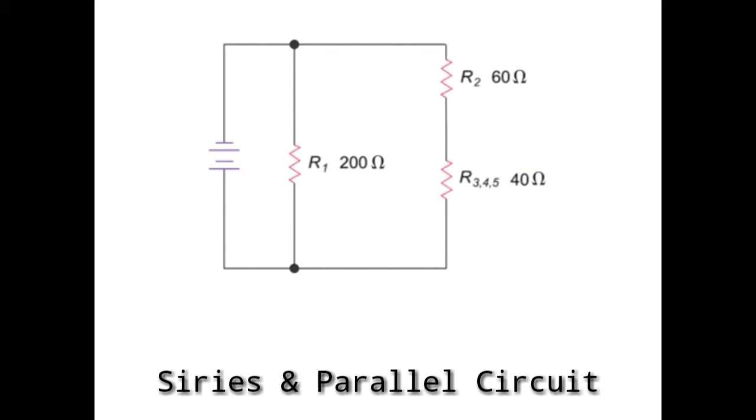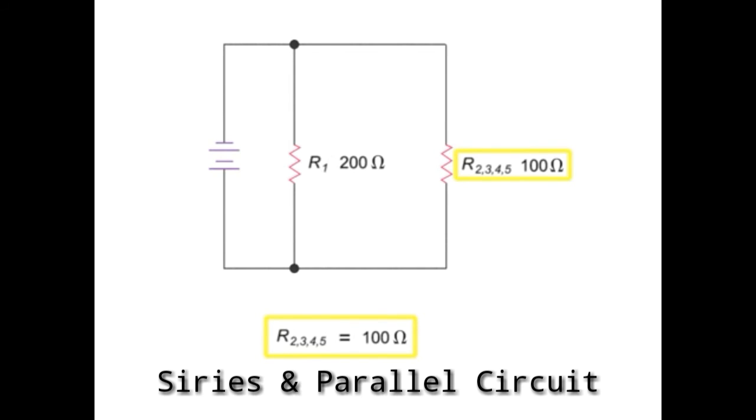Now, we have further reduced the circuit to two resistors in series, R2, and the equivalent resistance of the R3, R4, and R5 resistors. Again, because we have resistors in series, we can simply add the 60 ohms to the 40 ohms to get a combined value of 100 ohms.